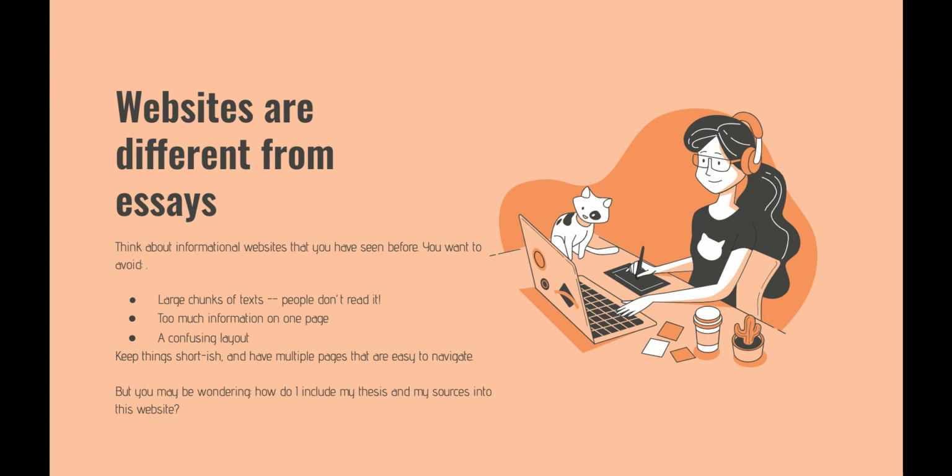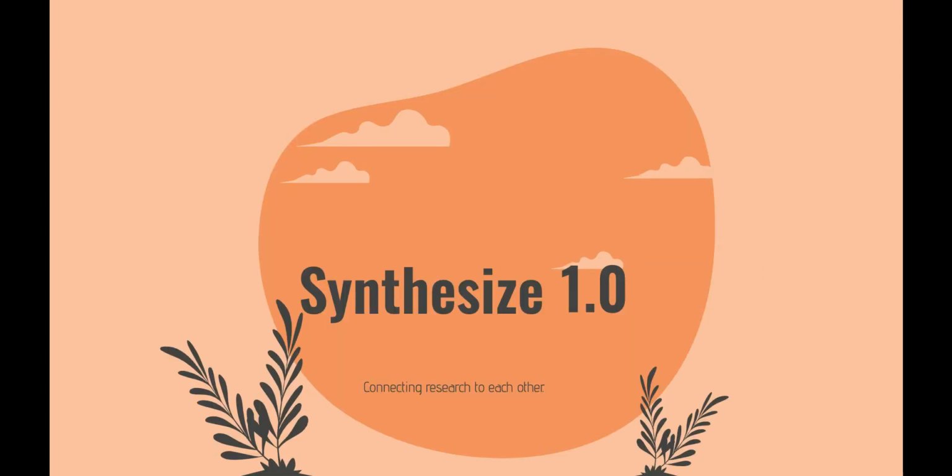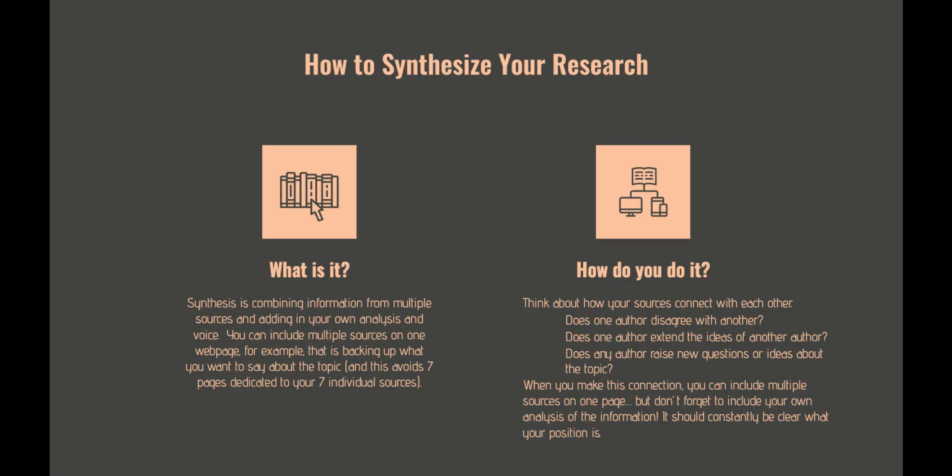You can include multiple sources on one web page, for example, that is backing up what you want to say about your topic, or maybe backing up a subtopic. This avoids 7 pages dedicated to your 7 individual sources. That's not going to show any sense of you putting all this research together to make an argument and to have a position. So how do you do it?